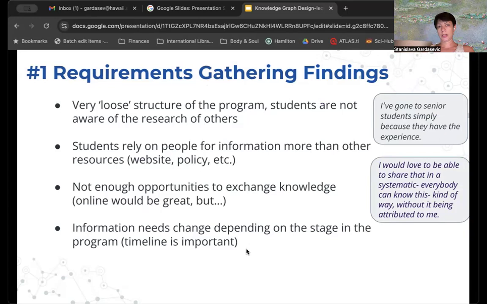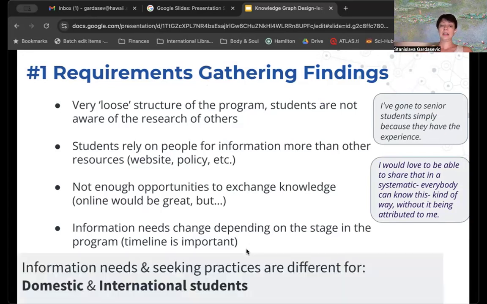Not everyone is very sure what they're supposed to do, and not everyone knows what others are doing. However, they do rely a lot on information they get from other people, more than the information they get from online sources. And it's going to be different for international and domestic students, the information they're looking for. I'm going to talk about it a little bit later. But the bottom line is that it's not a very coherent group, even though it's 30 of us at that time or now. There are not enough chances to do this social information exchange.